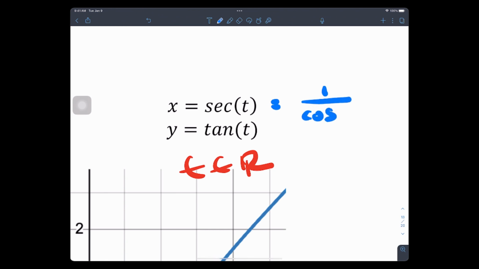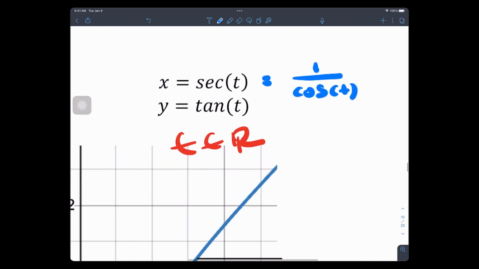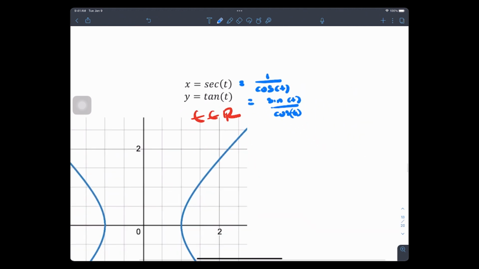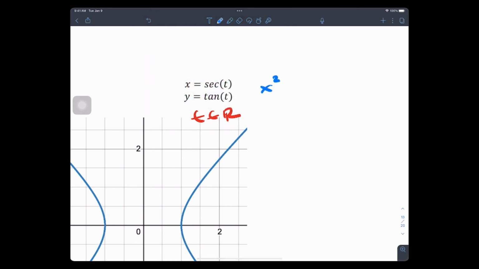Is this cosine? Is that right? What is tangent? Sine over cosine? Maybe that's not it. I know what I'm going to do. You know what I'm going to do? I'm going to do what I did before. What's x squared? Okay. What's y squared? Is that right?